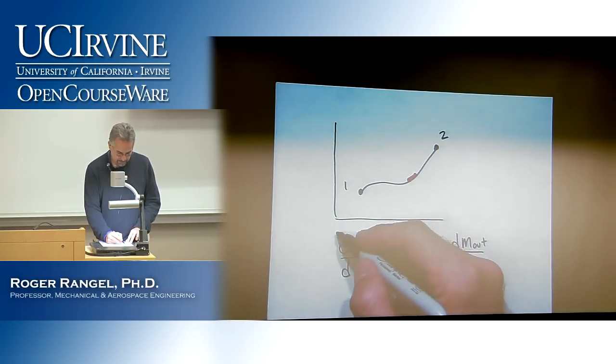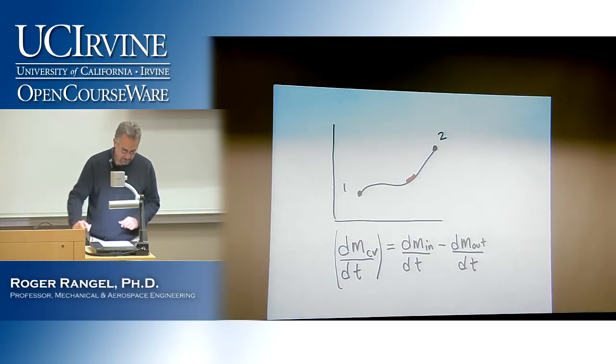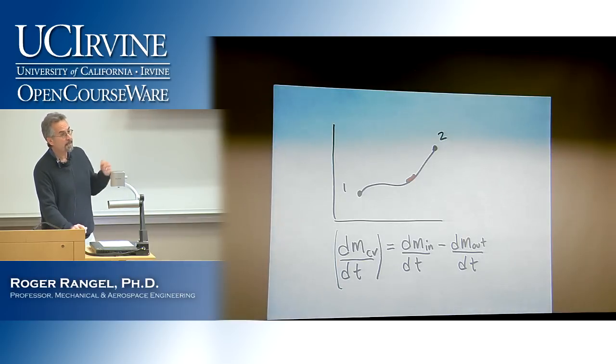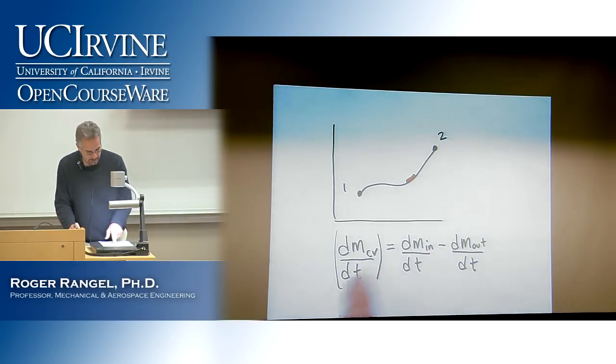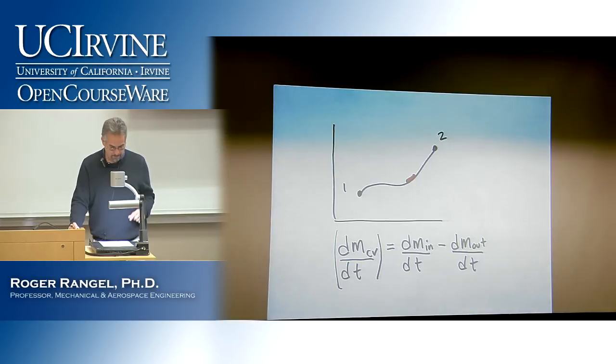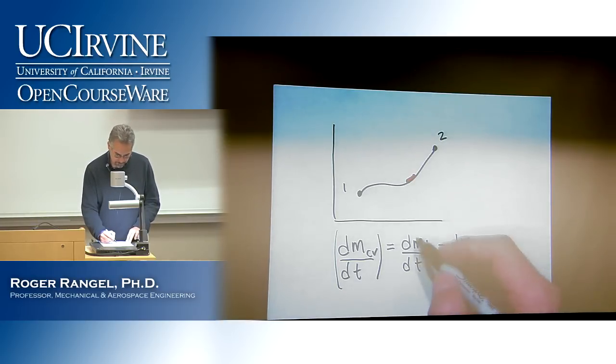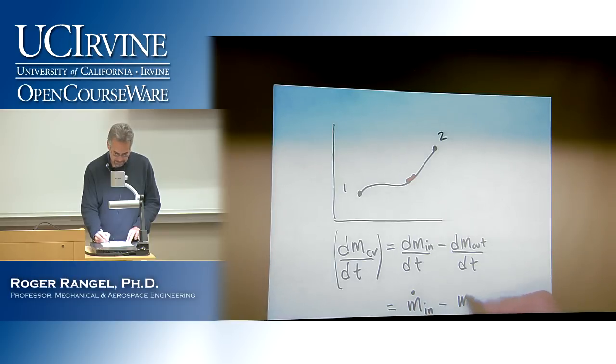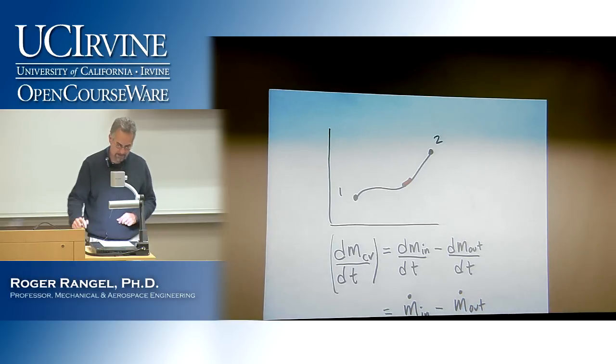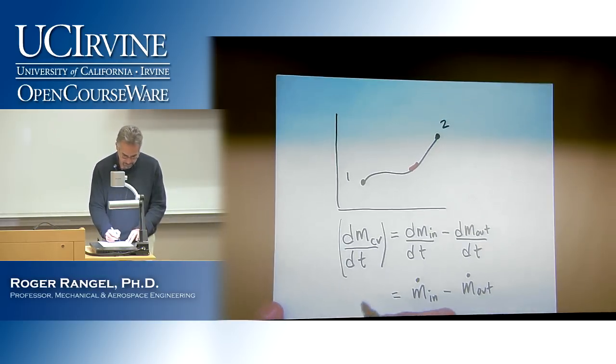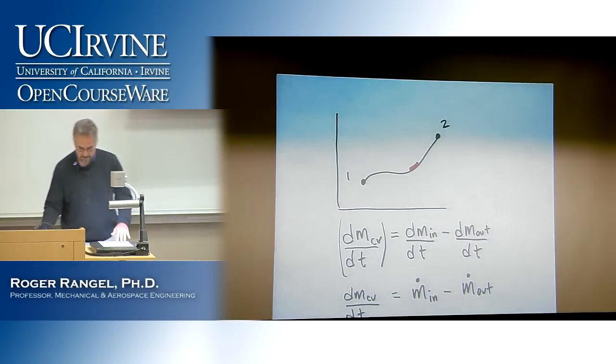So then I leave this just like that. dm cv dt is just telling me the rate at which mass is changing during that infinitesimal amount of time. And then I just relabel this like we did last time for the energy. I call this m dots. So I say this is going to be m dot in, the rate of mass going in, and this is going to be m dot out, the rate of mass going out. And I end up with this equation. So dm cv dt equals m dot in minus m dot out.